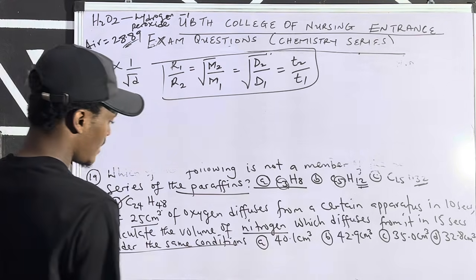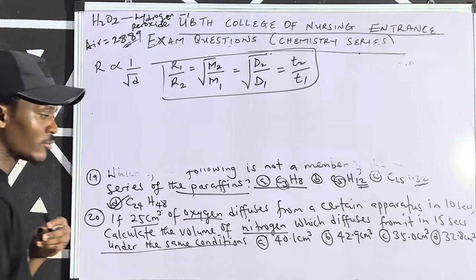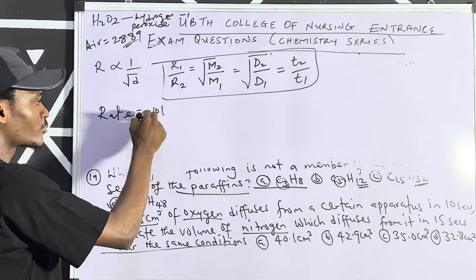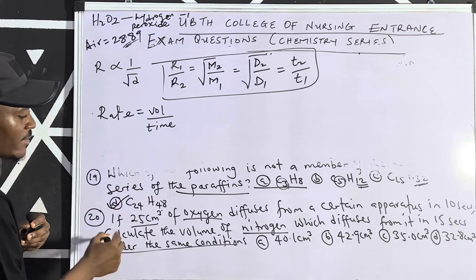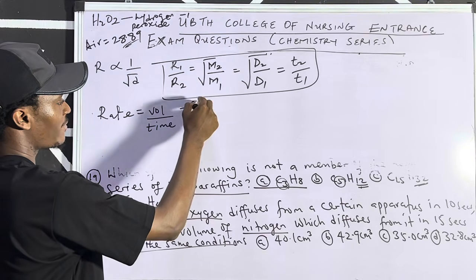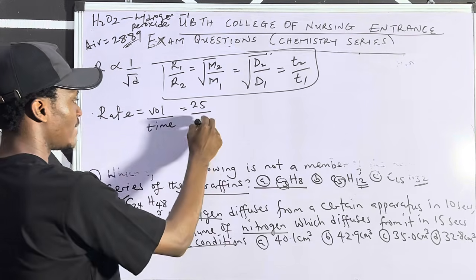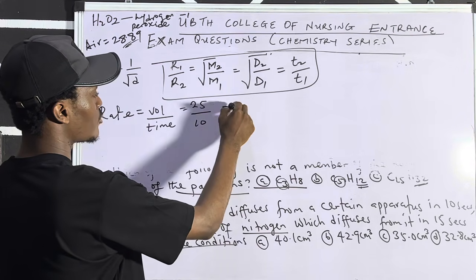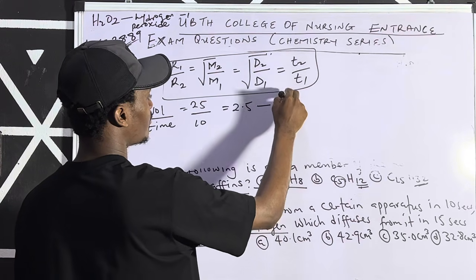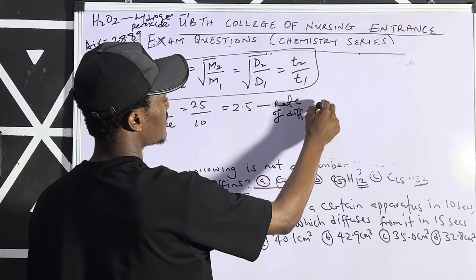So we have nitrogen and oxygen, but we are given the volume of oxygen and the time it took to diffuse. Firstly, we have to know that rate is equal to volume over time. So to get the rate of diffusion of oxygen gas, the volume is given as 25, over the time, which is 10 seconds. When you divide this, you obtain 2.5. So this is the rate of diffusion of oxygen gas.